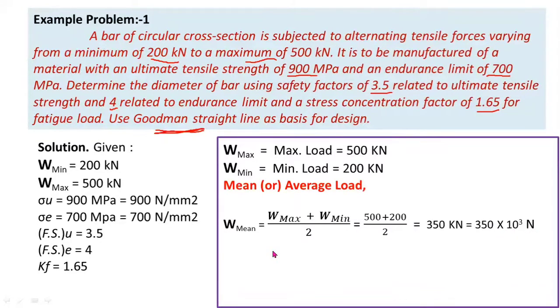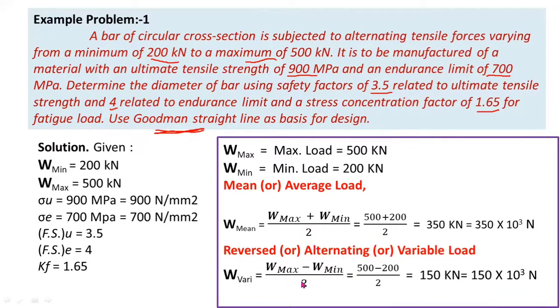In a similar way, variable load W variable equal to maximum load minus minimum load by 2. Maximum load 500 minus minimum load 200, divided by 2, equal to 150 kilonewtons. So this is the value for variable load. By using mean and variable loads, we have to find out the mean and variable stresses.